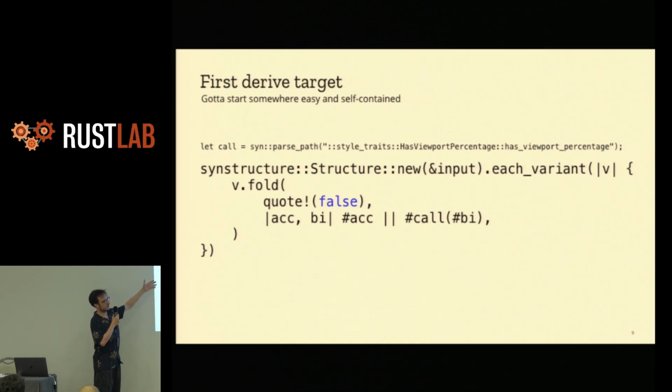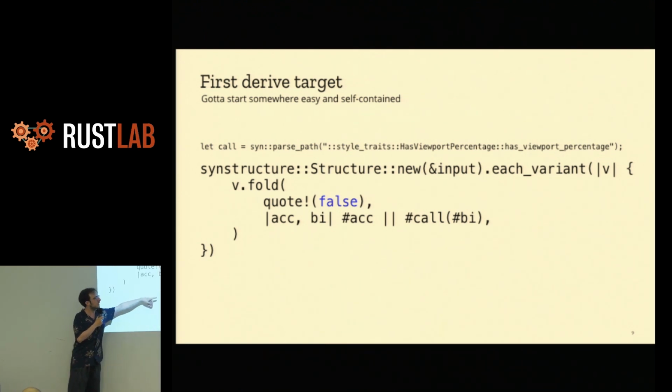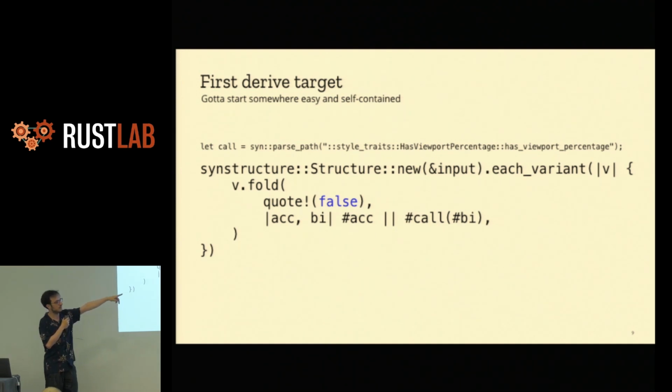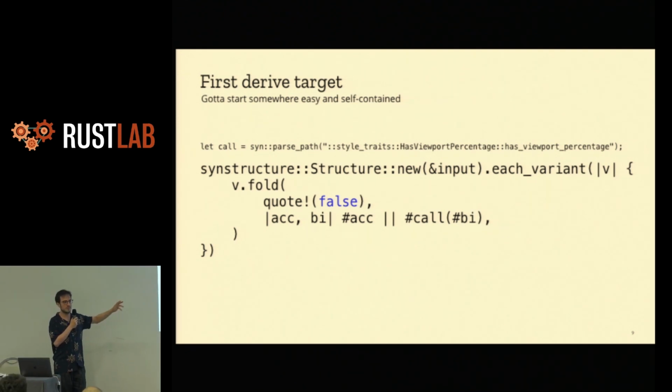And if you have ever used a fold method in any functional programming language, the false is the initial value. If it's just a unit struct, for example, obviously there is no viewport percentage in it because there is nothing in it, so it's false by default. And then you have an accumulator and something that represents a binding to the field in your variant. And you just accumulate more by calling has viewport percentage on the new binding, and you combine them with a logical OR, and it's done. This is the entire meat of the code for deriving has viewport percentage. Again, done entirely with Synstructure.